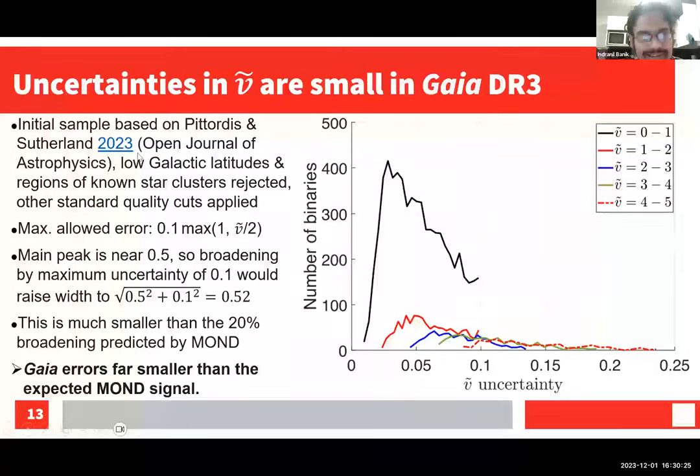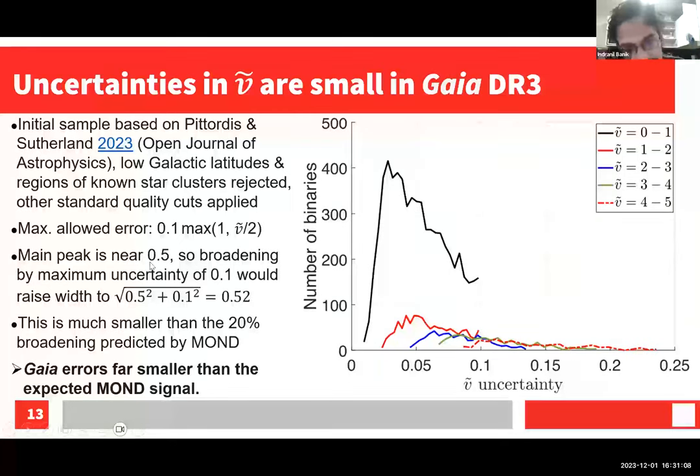So there are some quality cuts that were applied, such as removing low galactic latitudes, regions of known star clusters, and a few other things. You mentioned the paper, but one of the most important is that the uncertainty in the V tilde parameter should be small. We allow a maximum error of 0.1 in the most critical range for the wide binary test, which is to say V tilde less than 2. And beyond that, we allow the maximum error to rise slightly. But basically, all the interesting physics should really happen within the region V tilde less than 2, especially given that the main peak in the distribution is near a half.